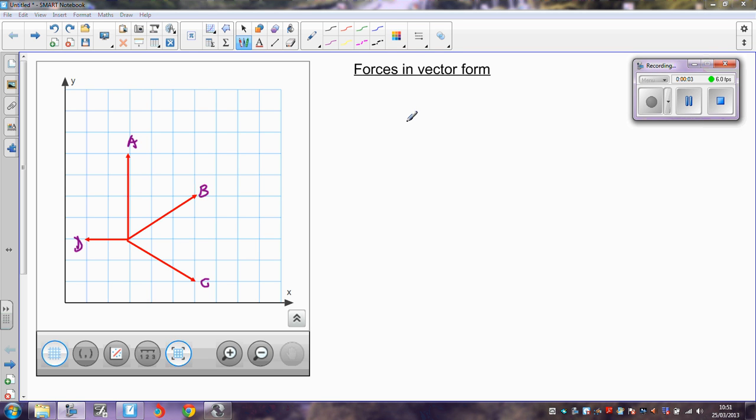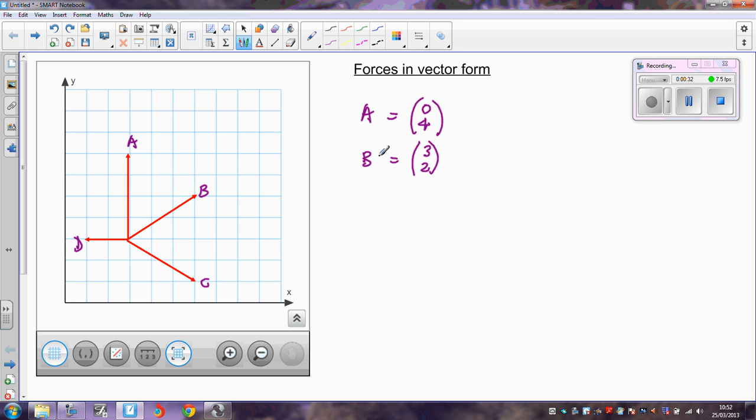Sometimes, rather than being given as an angle to the x-axis or y-axis, forces are given in vector form, and for that we use column vectors, which really goes back to stuff that you learned at GCSE. So for example, here, force A has vector (0, 4), so it actually just has magnitude 4 newtons vertically upwards in the y direction. Force B has vector (3, 2), so it can be written as (3, 2).